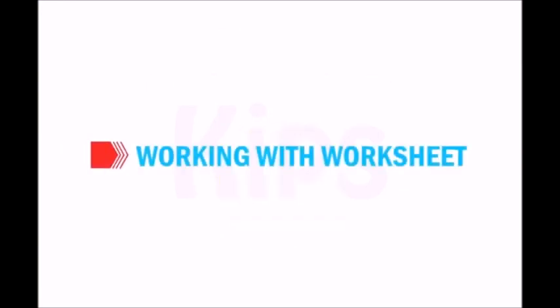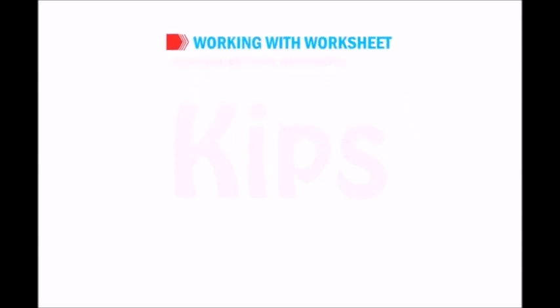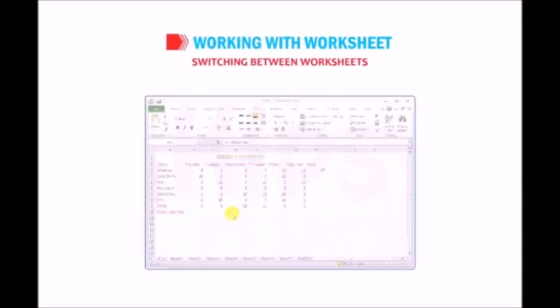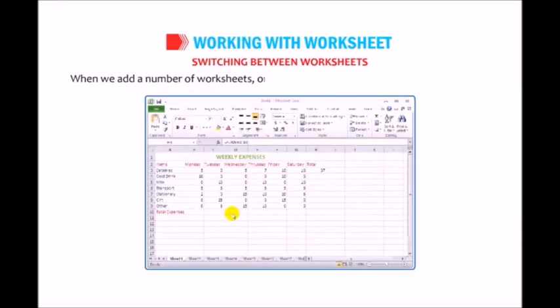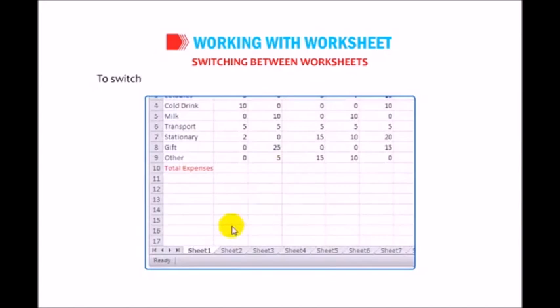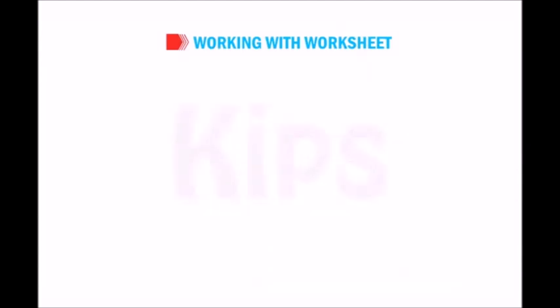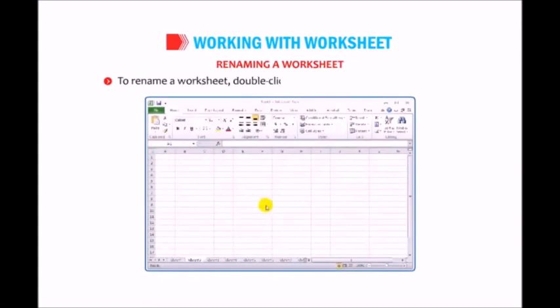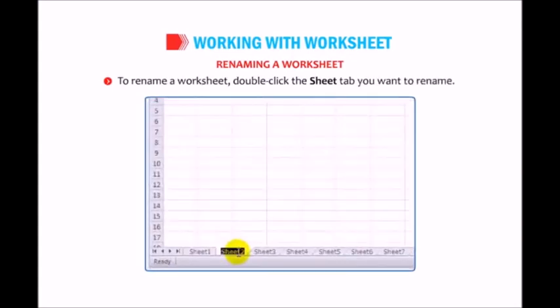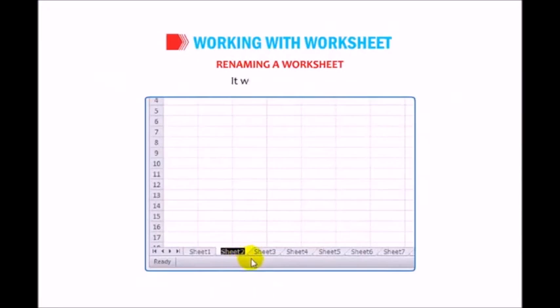Now next topic is working with worksheet. Switching between worksheets. When we add a number of worksheets, only a few worksheets can be seen on the screen. To switch between worksheets, click the arrow button on the worksheet tab. Renaming a worksheet. To rename a worksheet, double-click the sheet tab you want to rename. It will be highlighted. Type a new name and press the enter key.